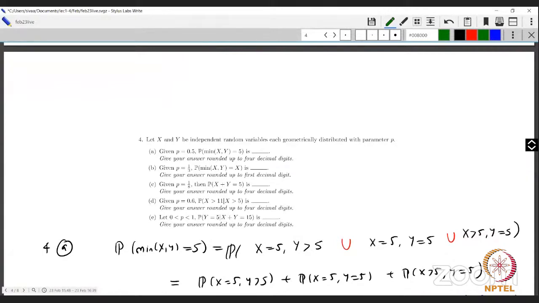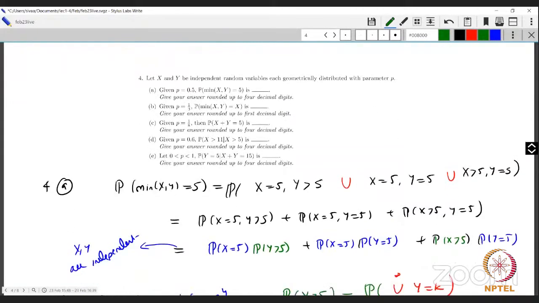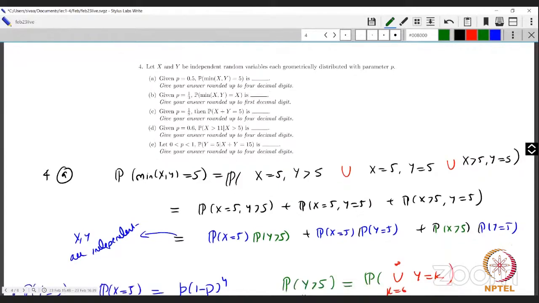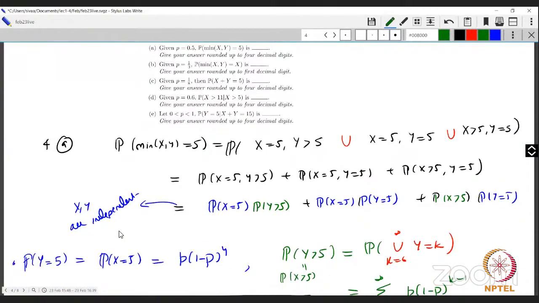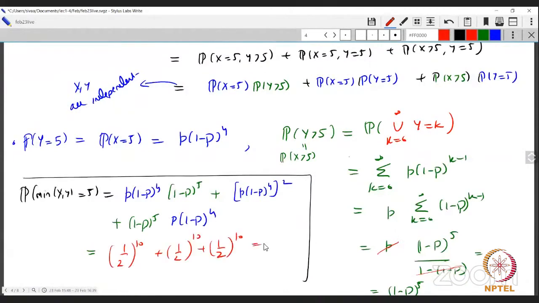P was 0.5. I put p equal to half. So everywhere I put half, p and 1 minus p are the same. So I get 1 half to the fifth, 1 half to the tenth for the first term. Plus here I have 1 half to the fifth, again 1 half to the tenth, this term, right? And here I have 1 half to the tenth again. So it's 3 by 2 to the 10th.